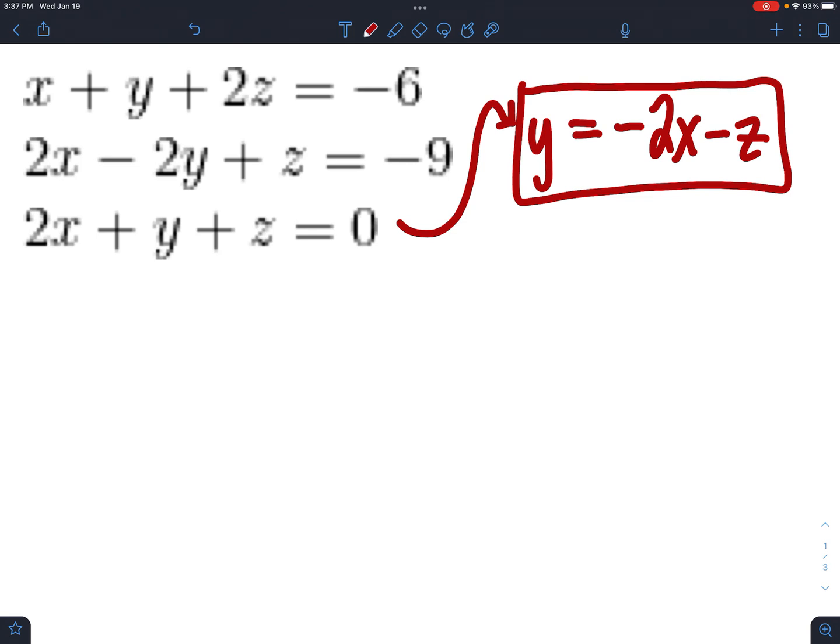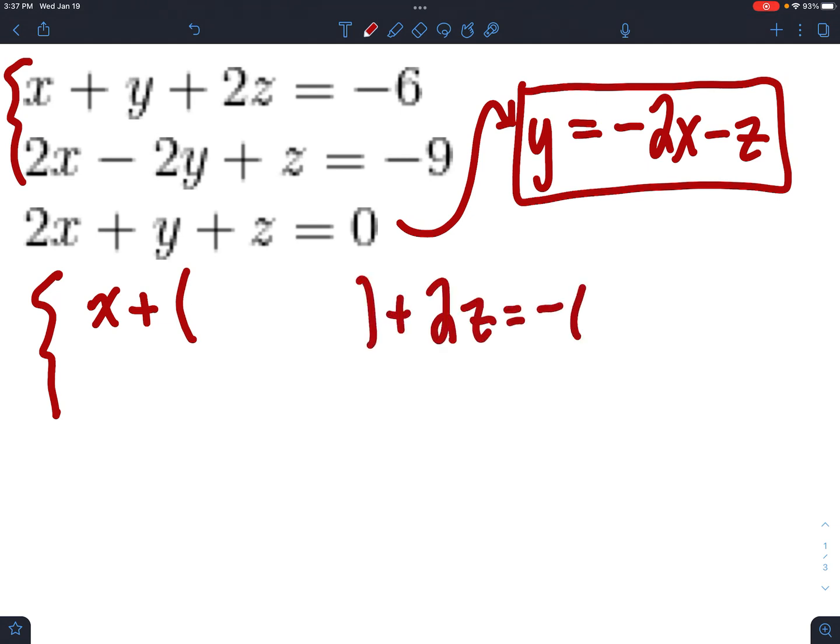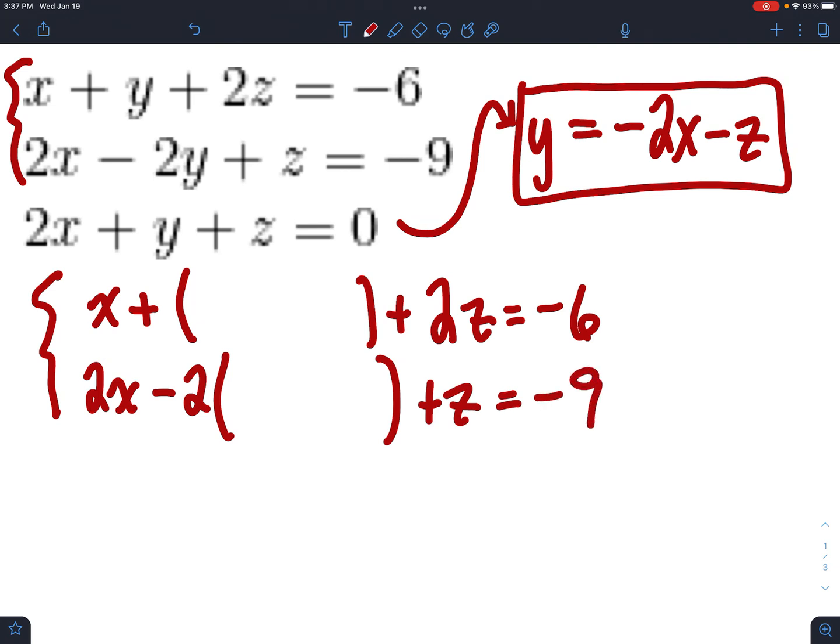You could have solved for x up here if you wanted to. I want to choose, so I have two things here. I want to try and minimize that. If you didn't use the last equation, you'd have three things there, and that just makes for a worse substitution down the line. So now is the time to substitute in what y is. So give me a moment. I'm just going to copy down the equations, leaving a space for y. So y is minus 2x minus z.